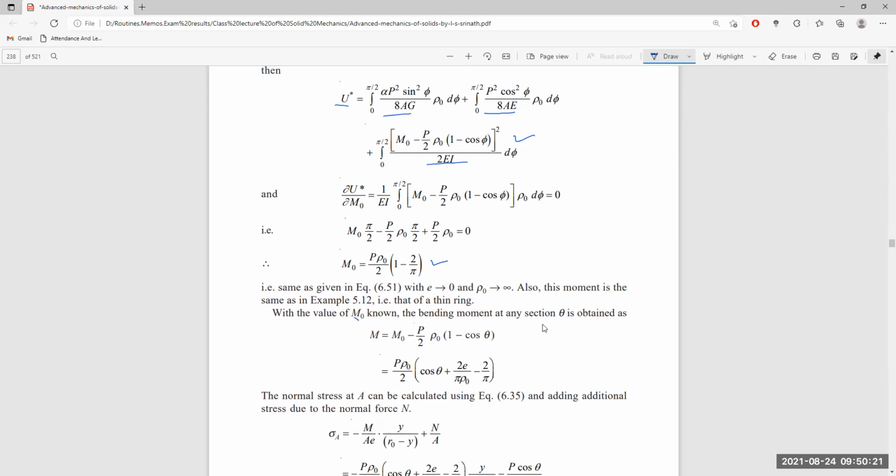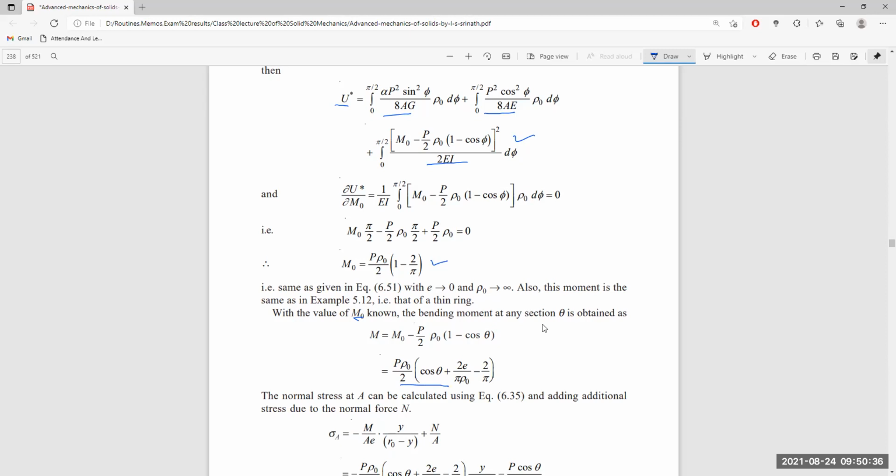Now, with the value of m0 known, the bending moment at any section will be obtained as M equal to m0 P divided by rho, and we can put the value of m0 here, and this will reduce to this particular form itself.